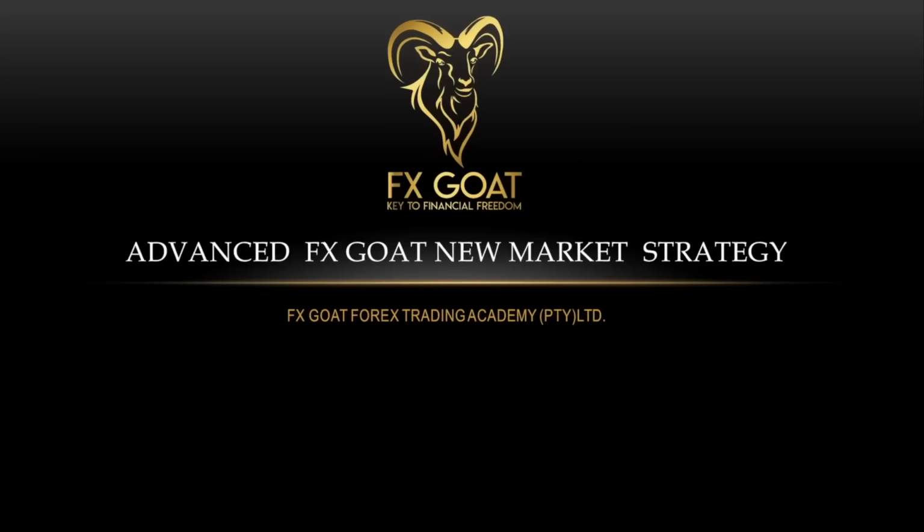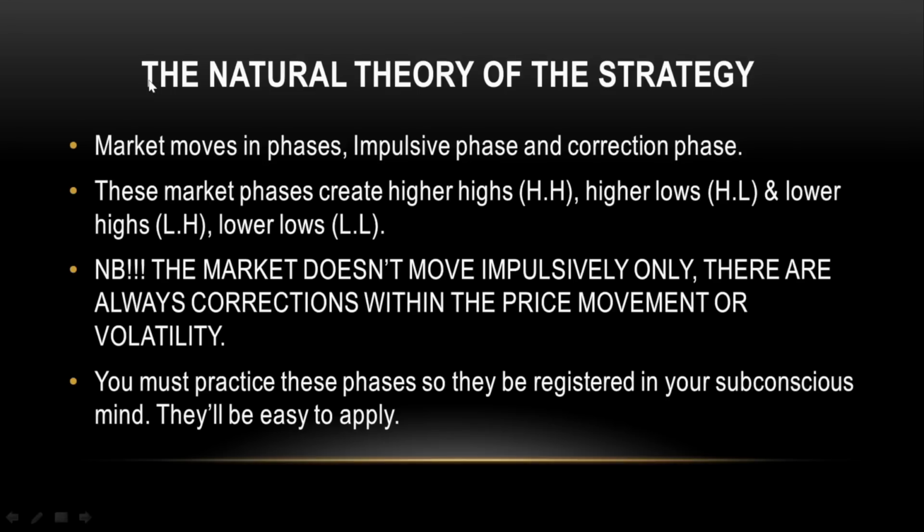So guys, without any further waste of time, let's jump to the true principles of what the strategy implies. The nature theory of the strategy. The market moves in phases. We all know that, right? Impulsive phase and a correction phase. These market phases create higher highs, which is HH, and then higher lows, which is HL. And also they create lower highs, which is LH, and also lower lows, which is LL.